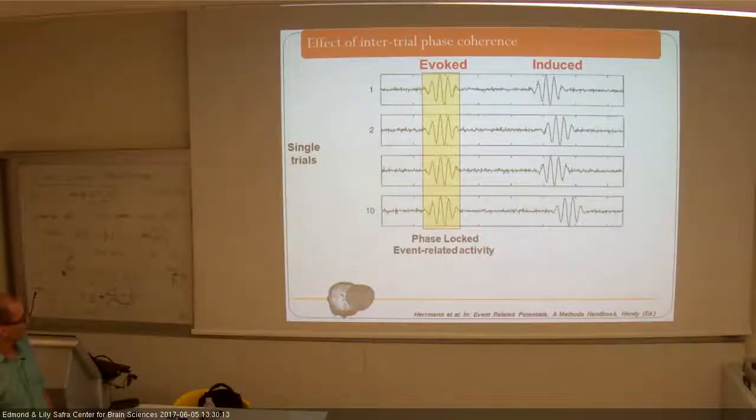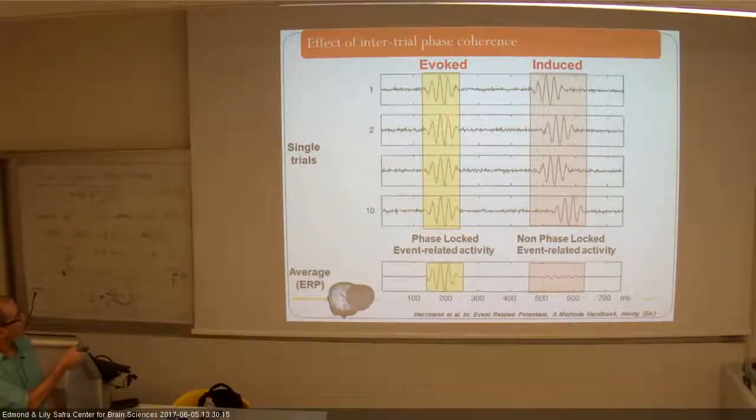Okay, if I do this. If I average, the evoked activity is going to stay high, right? Because the phases are synchronized. But if I average across what I call induced activity, the phase-jittered activity, then even though every single trial had increased power, the average will show low power, right? Because the phases cancel each other from trial to trial.